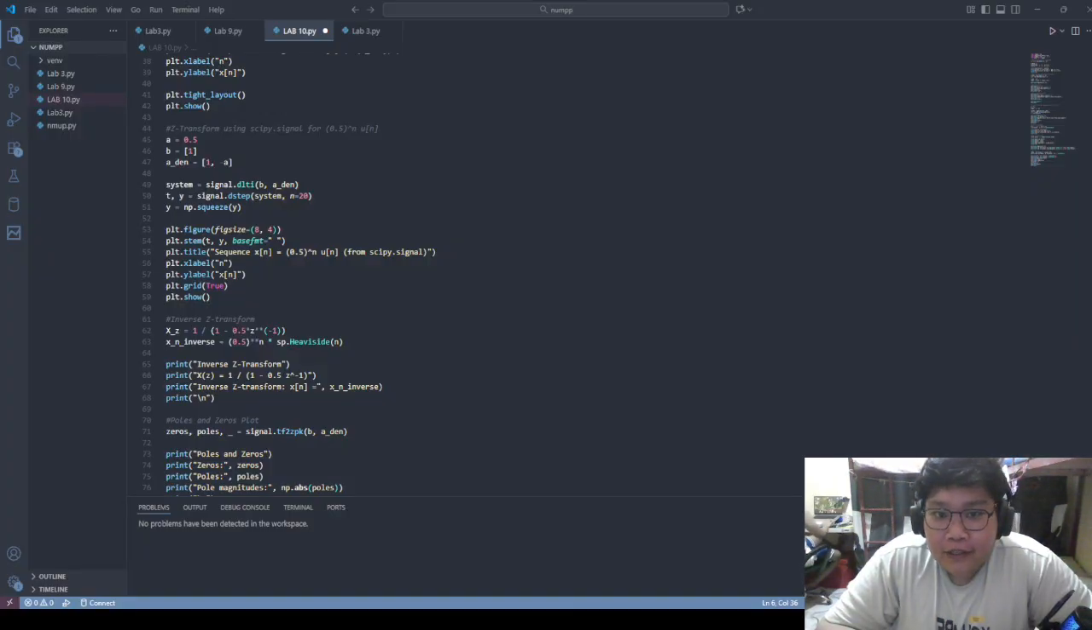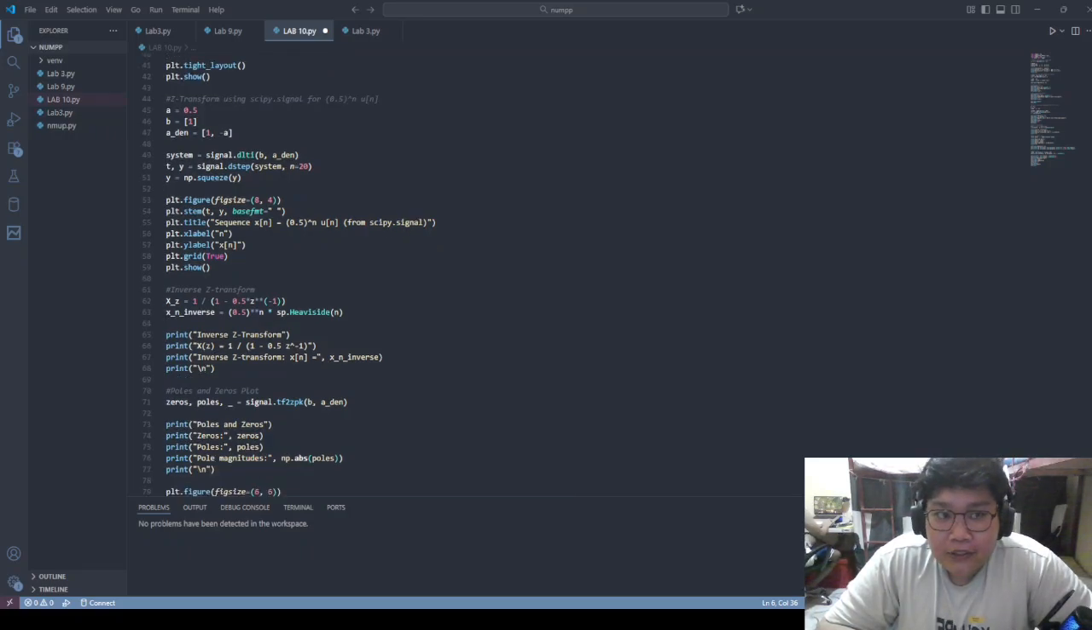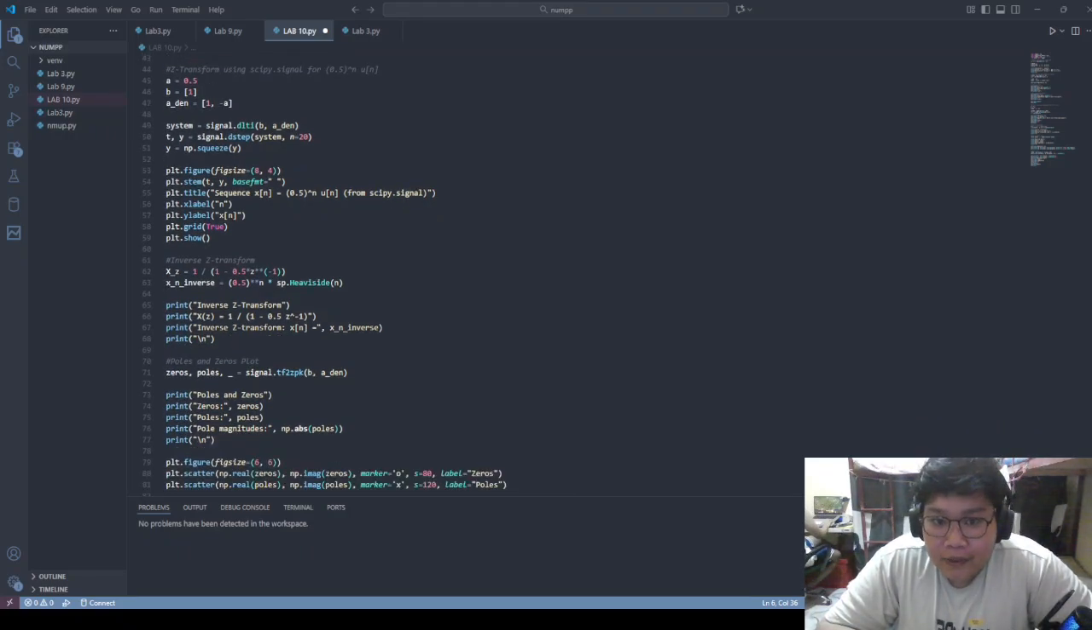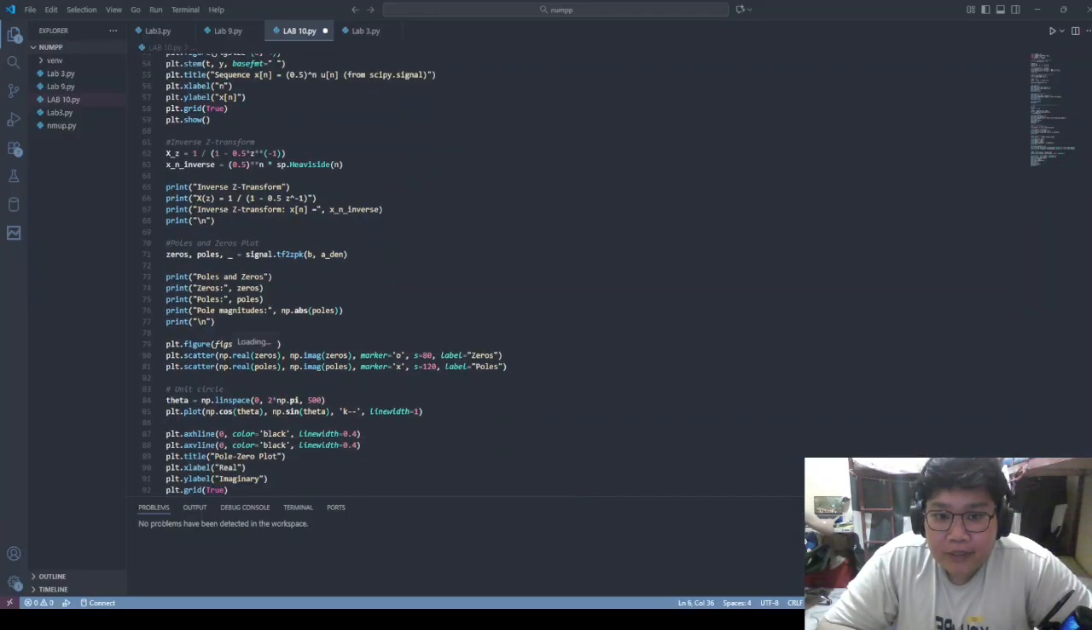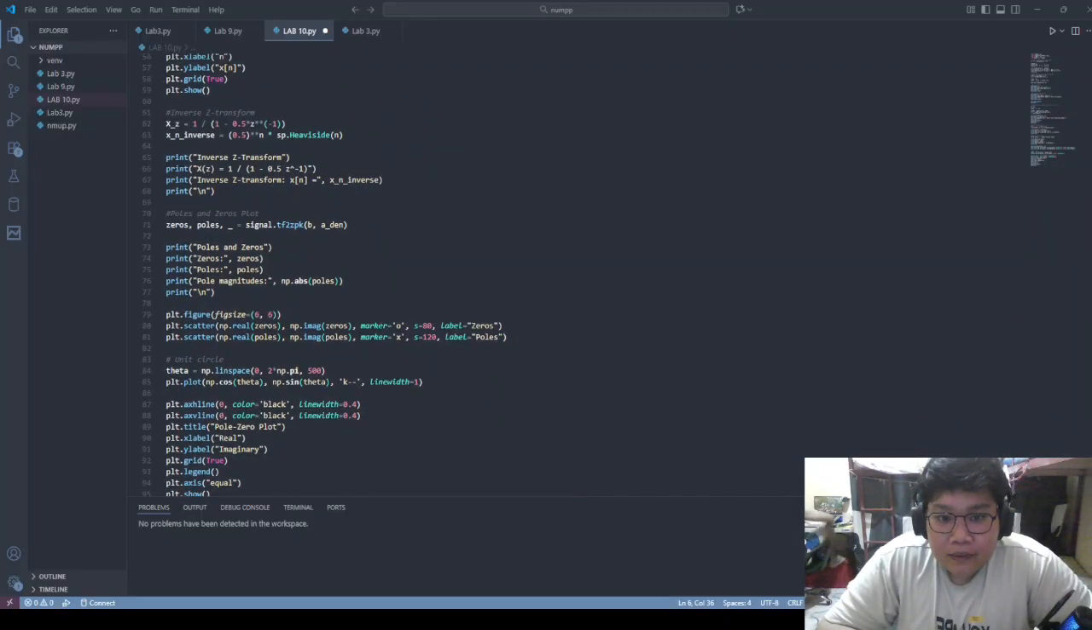And finally, we computed the poles and zeros of the system, as the results show a zero at 0 and a pole at 0.5. As we plotted this on the complex plane and included the unit circle as the reference, the pole at 0.5 lies inside the unit circle, meaning the system is stable. As we visualize this, it gave us a clear understanding of how pole locations relate to the system's behavior.